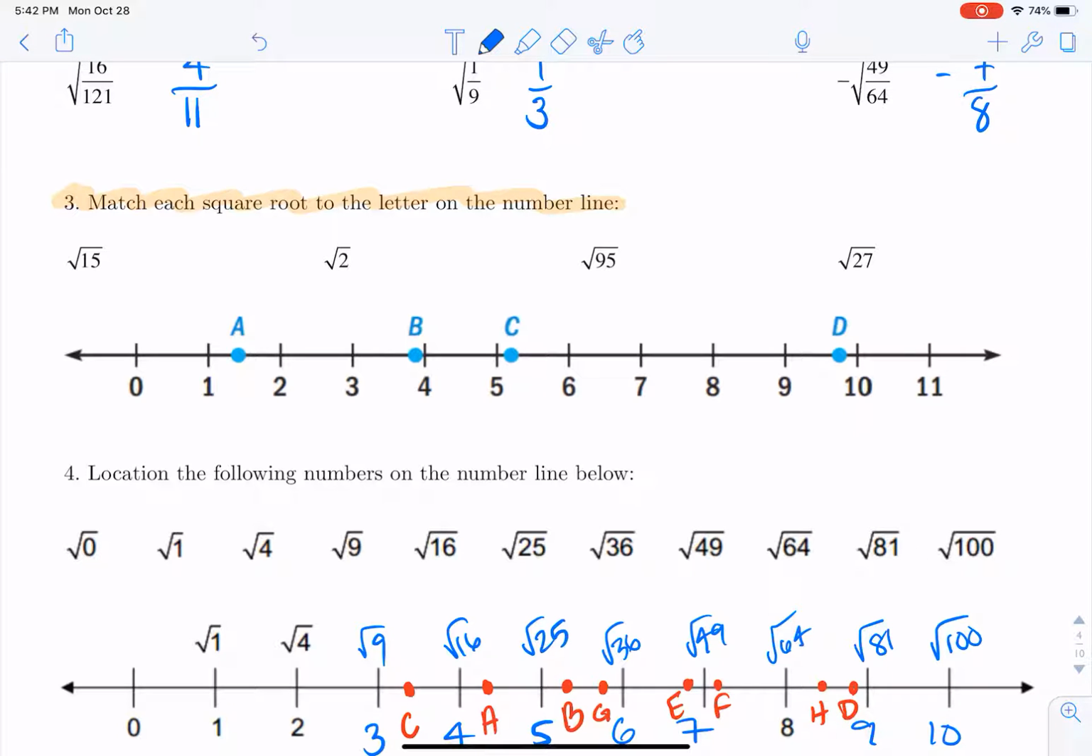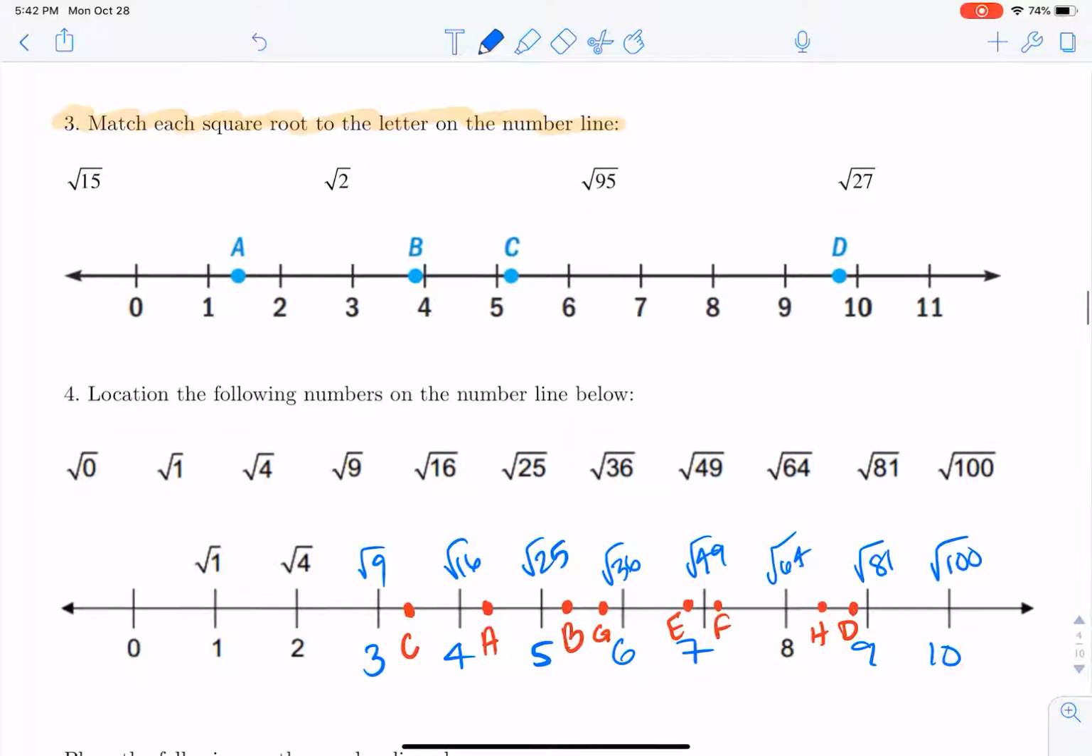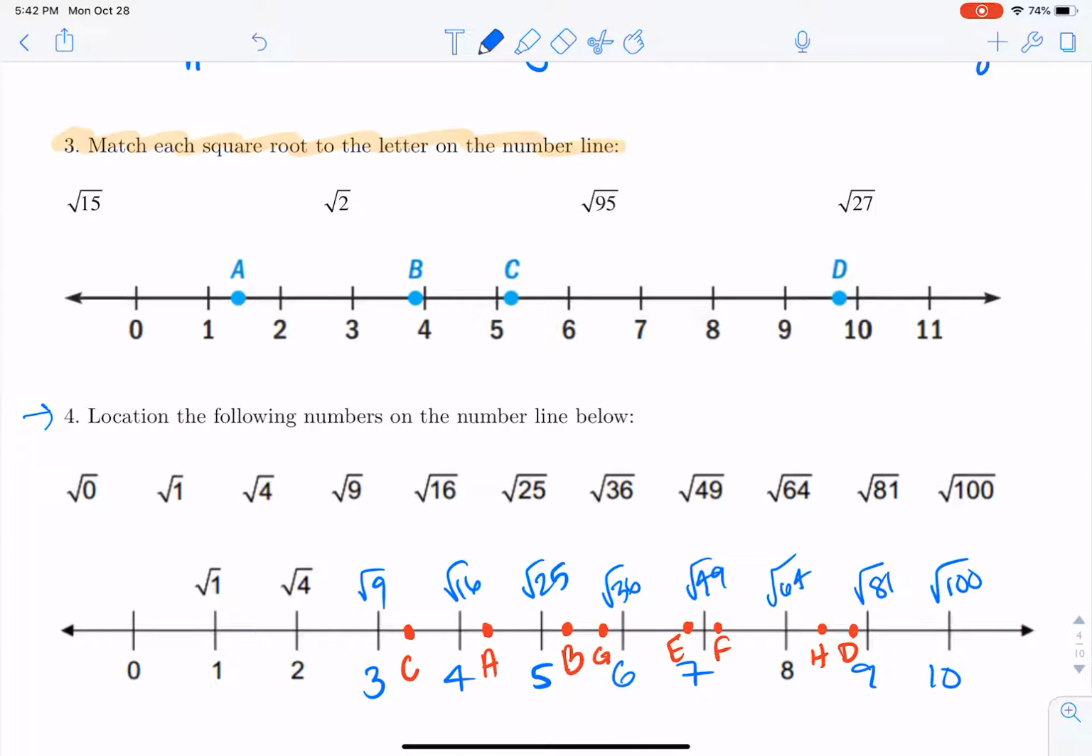So what I want to do is I want to think about the square root of 15. I want to think about where that falls. So if we sort of take a peek down here at number 4, this number line, the square root of 15 is in between the two perfect squares, and that's the square root of 16 and the square root of 9. So looking here, I know the square root of 9 is 3, the square root of 16 is 4. So I want to look for one of these dots on this number line that's really close to 4. So it looks like this one is going to be B.